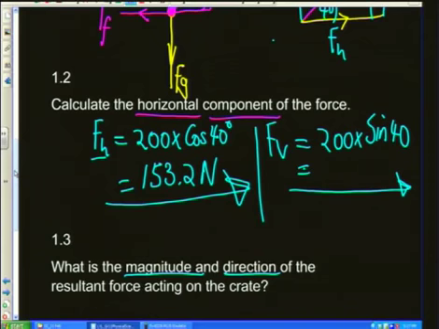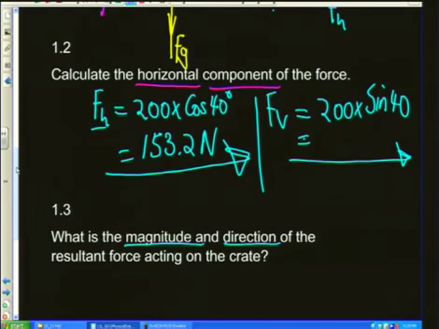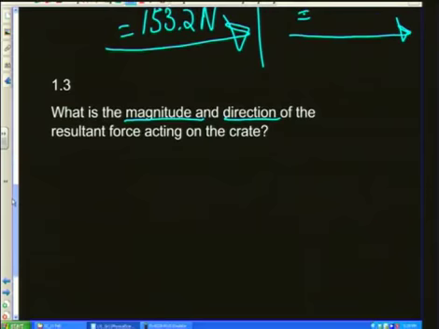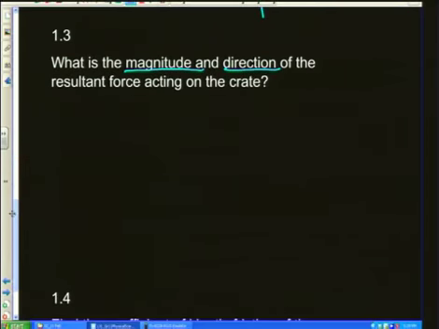So coming to the vertical component, let's find out. This will be now 200 times sine 40. What will that be? All right, that's fine. Let's move on then to 1.3. Now, what is the magnitude and direction of the resultant force acting on the crate?